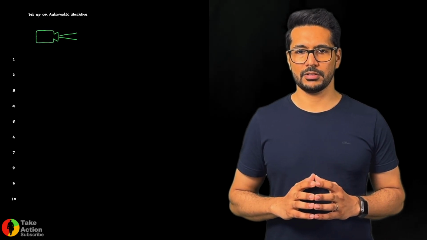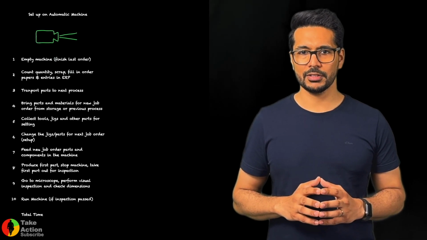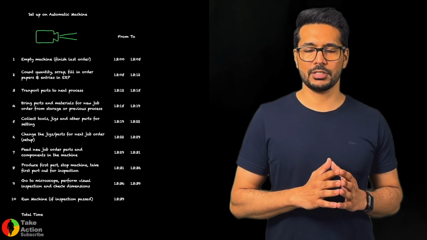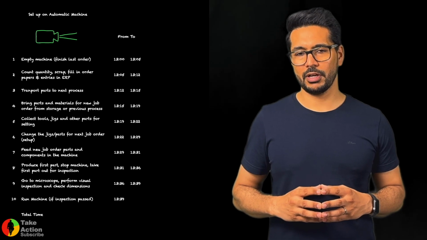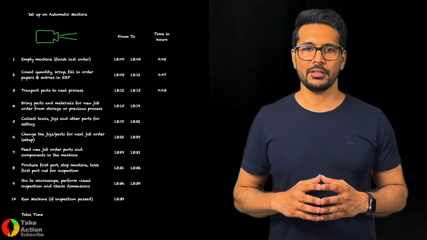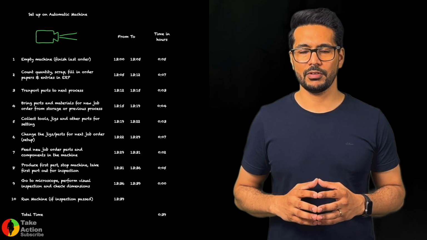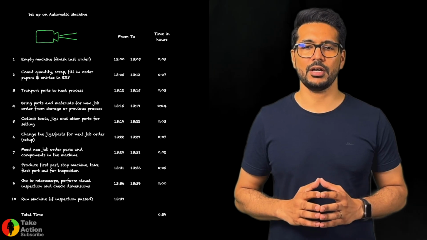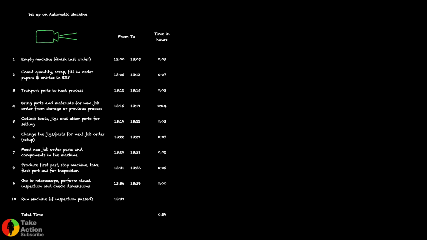In this particular example, we have in total 10 activities. In the first column we have all the activities, and after that we have the time from-to, so the starting time for a particular activity and the finishing time of that activity, and in the last column we have the total time required for that activity. So here we start. Let's go through all the main activities which are being performed during the setup.